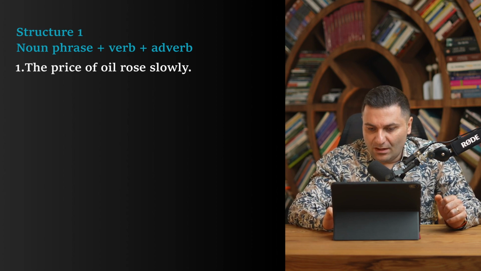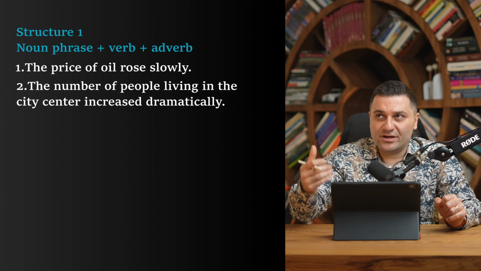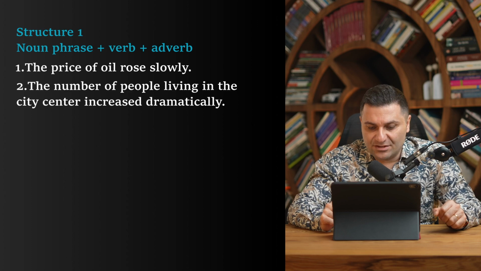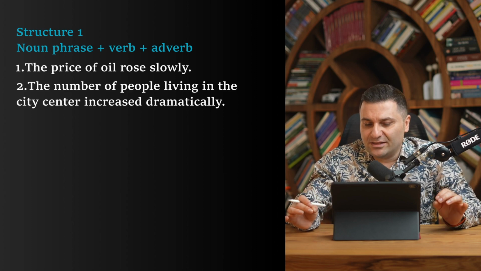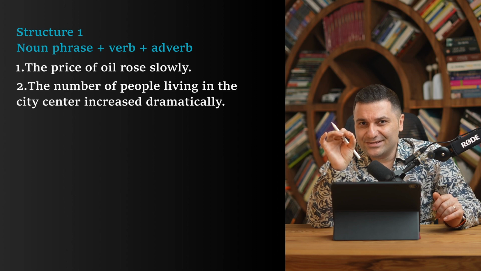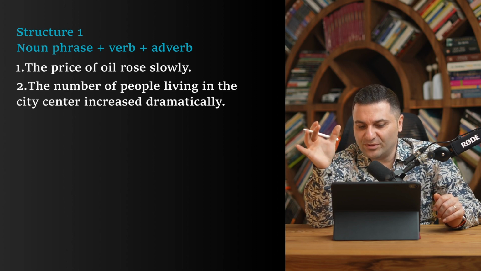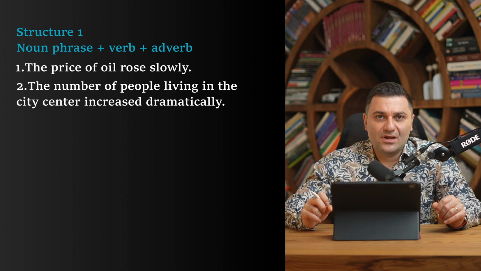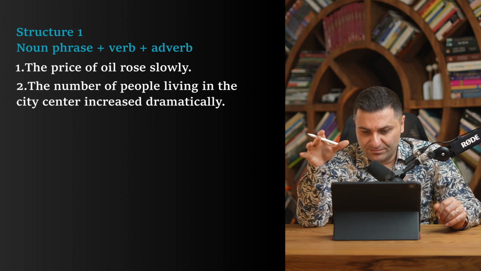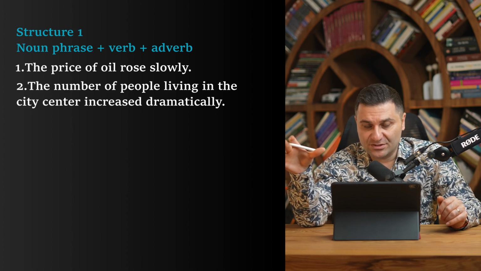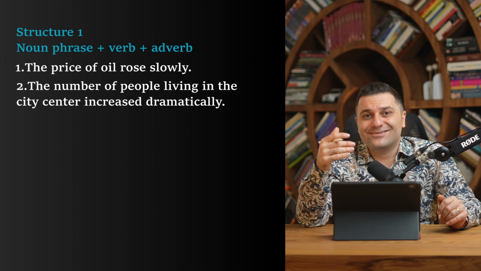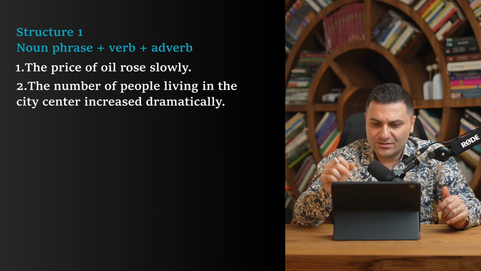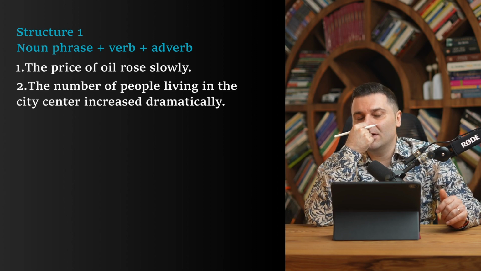Then let's work on another example. The number of people living in the city center increased dramatically. So let's take a look at the noun phrase here. The number of people living in the city center, this whole phrase is our noun phrase. Our verb is increased and dramatically is the adverb, right? This is our first simple structure.